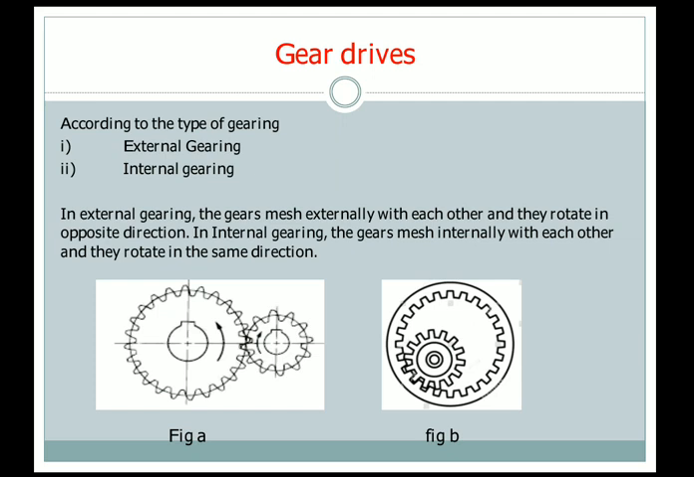But in figure A, you can see that it is an external type of gearing where the gear teeth touch externally and the directions of rotation of these two gears are different. If one is rotating in clockwise direction, the mating gear will rotate in counterclockwise direction and vice versa.